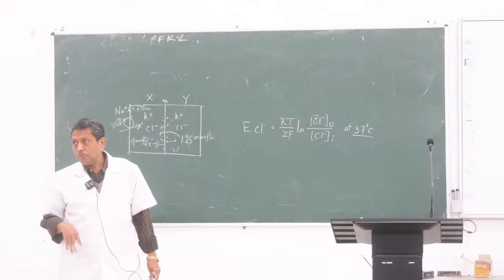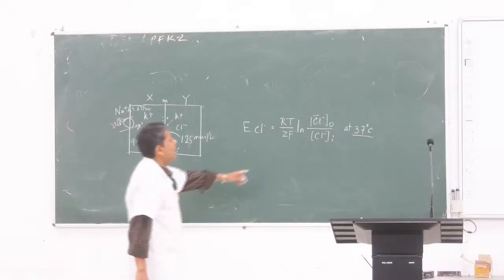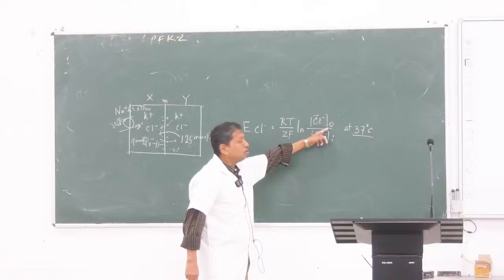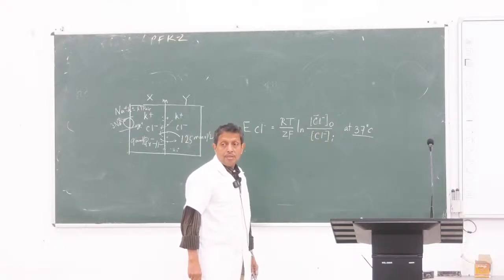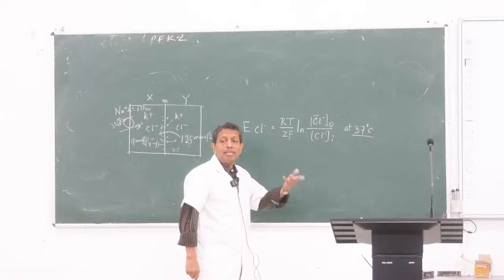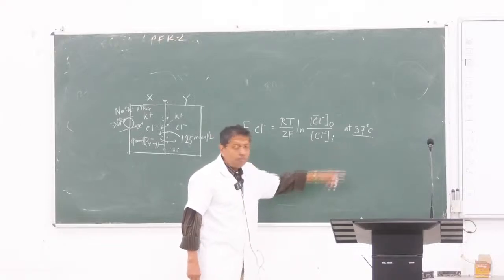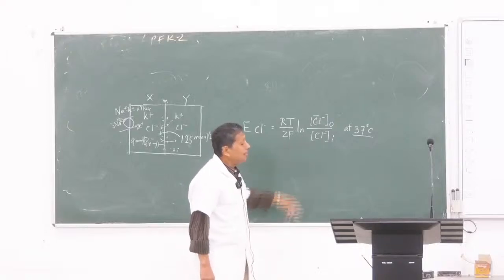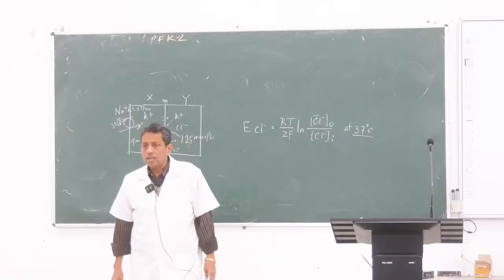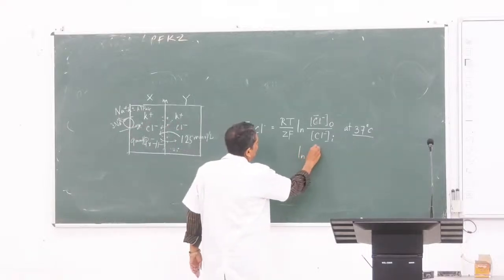This is the capacitance of the membrane. And Faraday, and the chloride ion concentration outside divided by the chloride ion concentration inside, in millimole per liter or mole per liter, whatever you may think, at a particular temperature. Then ln is the natural logarithm, log to the base e. ln is equal to log to the base e.